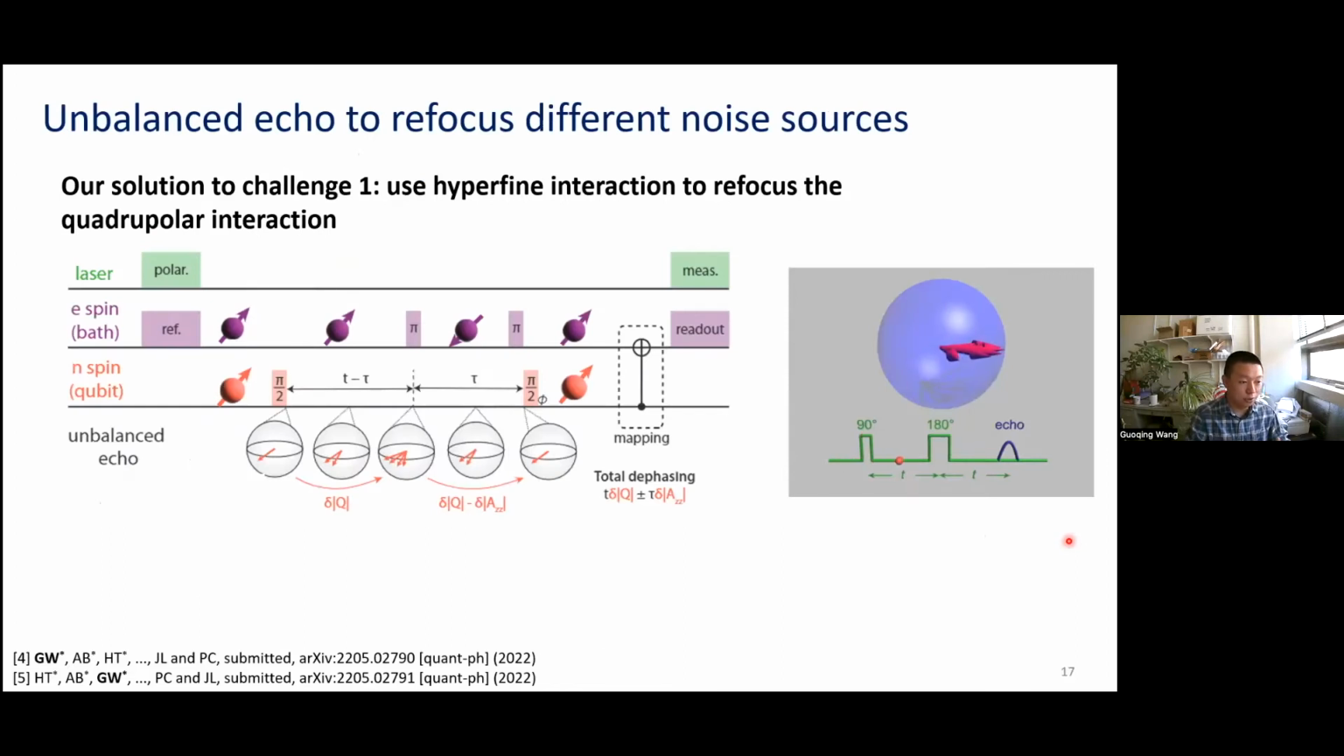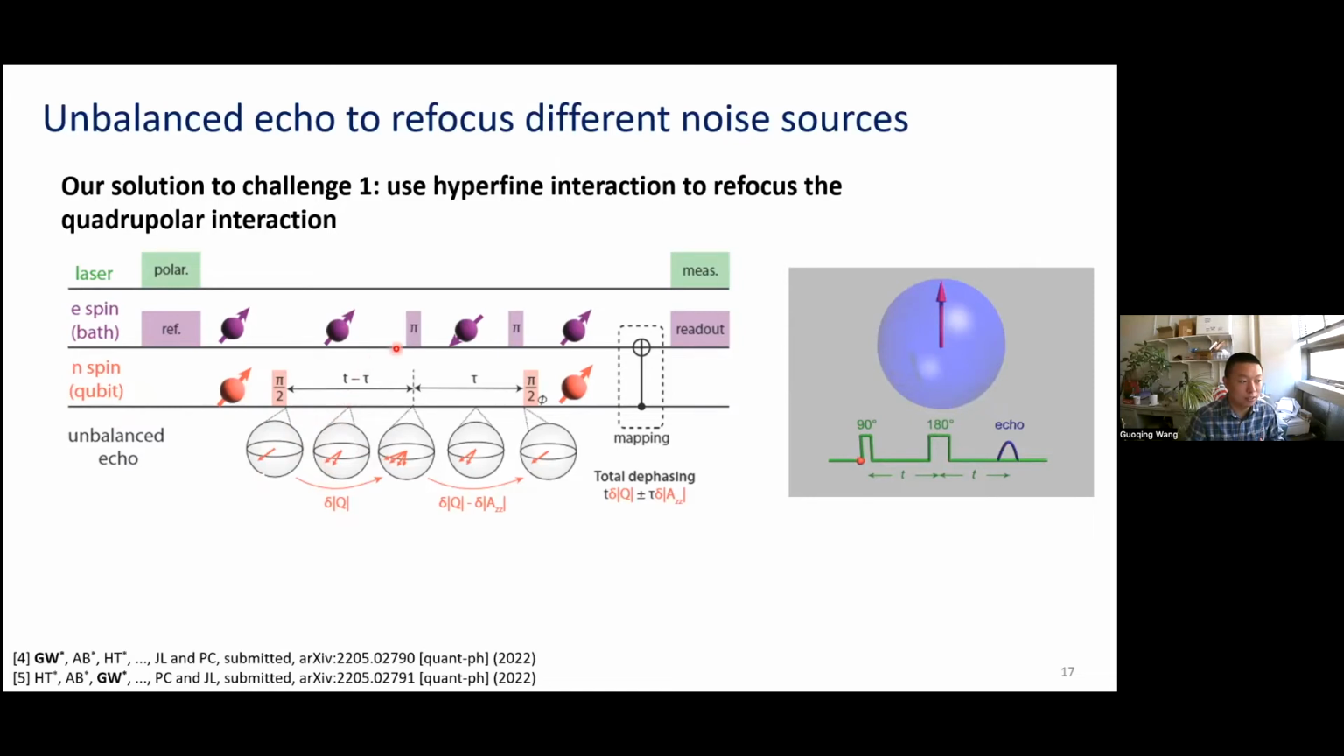So our solution to such noise variation is the so-called unbalanced echo. The basic idea is that we can use the hyperfine interaction to refocus the quadrupolar interaction. Let's look at the evolution of the nuclear spin qubit. The nuclear spin qubit undergoes a free evolution after an initial pi/2 pulse, a free evolution in the transverse plane, which is the typical Larmor precession. In the first period, we have the noise accumulation, which is due to this delta Q.